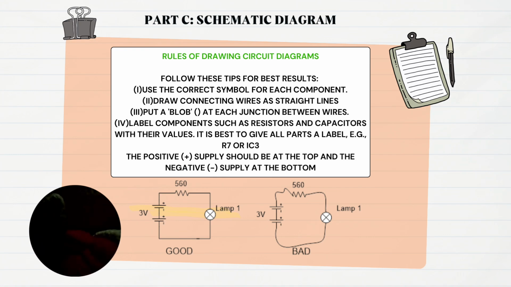Part C. Schematic diagram. There are few tips to get the best results in drawing circuit diagrams. The first tip, use the correct symbol for each component. Second, draw connecting wires as straight lines. Third, put a blob at each junction between wires. The fourth tip, label components such as resistors and capacitors with their values. It is best to give all parts a label such as R7 and IC3. The positive supply should be at the top and negative supply should be at the bottom. The sketching shows a comparison between a good and bad schematic diagram.